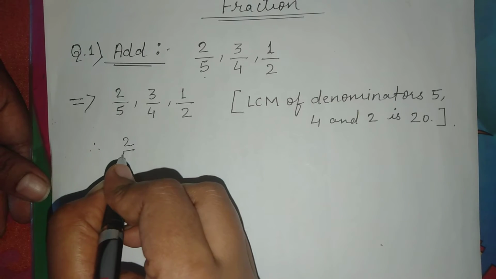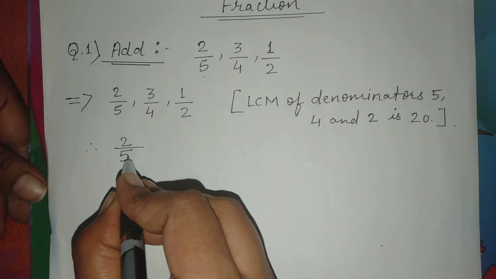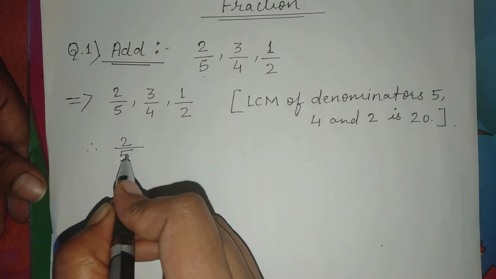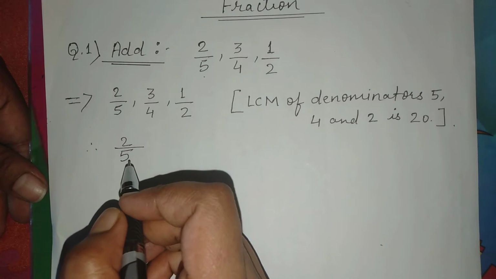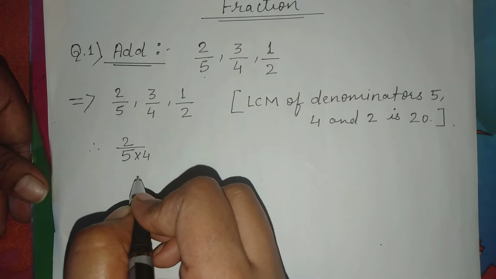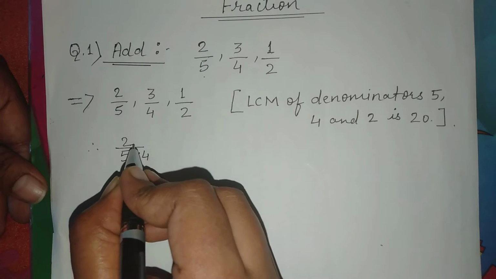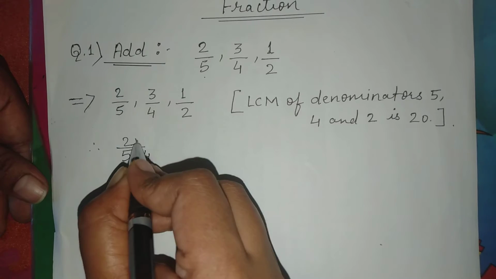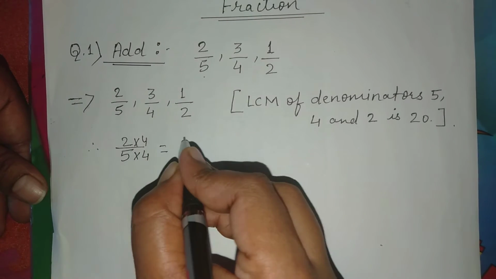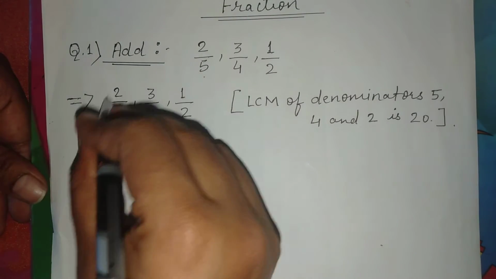2 by 5. Okay. So 5 and 20 is our LCM. In the table of 5, we get 20 at 5 fours, so we have to multiply our denominator by 4. Same, we have to multiply our numerator by 4. Okay. Now we will get 4 twos are 8 and down 20. So our first one is over.